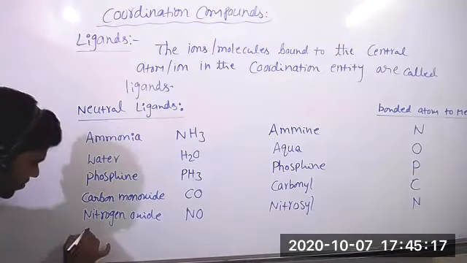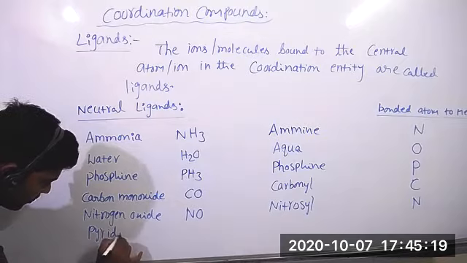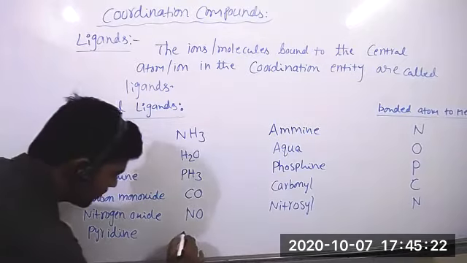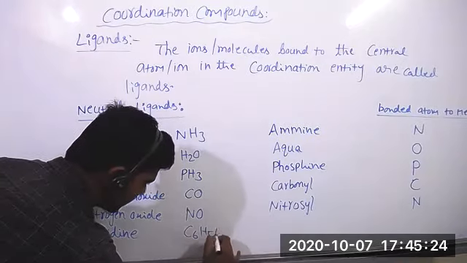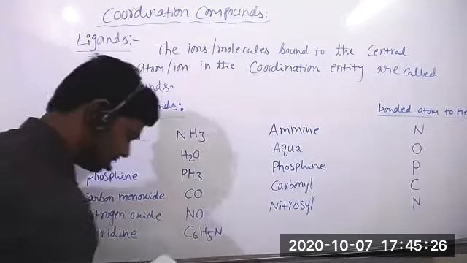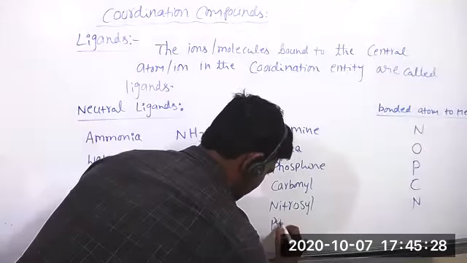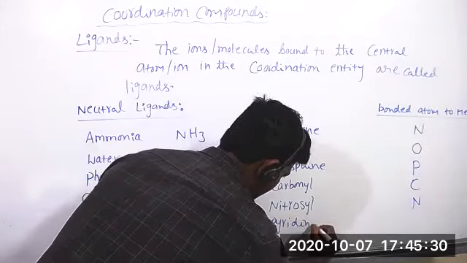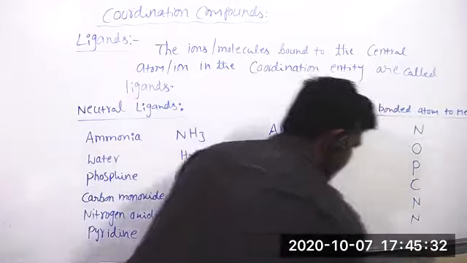Pyridine, C5H5N. Here also nitrogen is linked. Same name, pyridine only. Nitrogen is linked to the central metal atom.